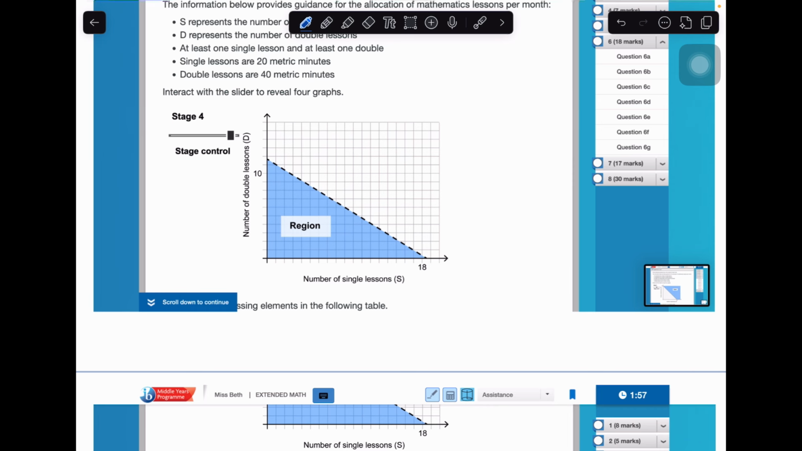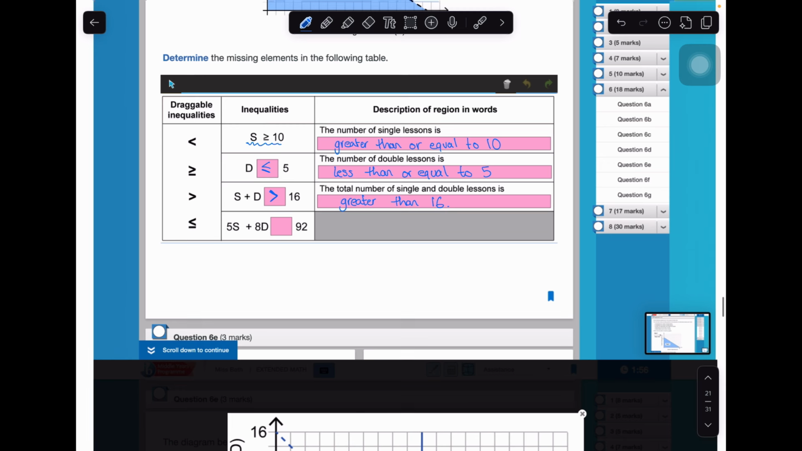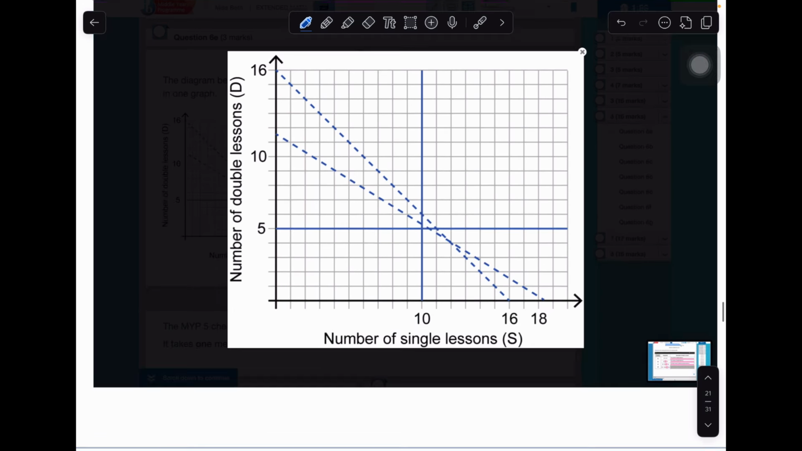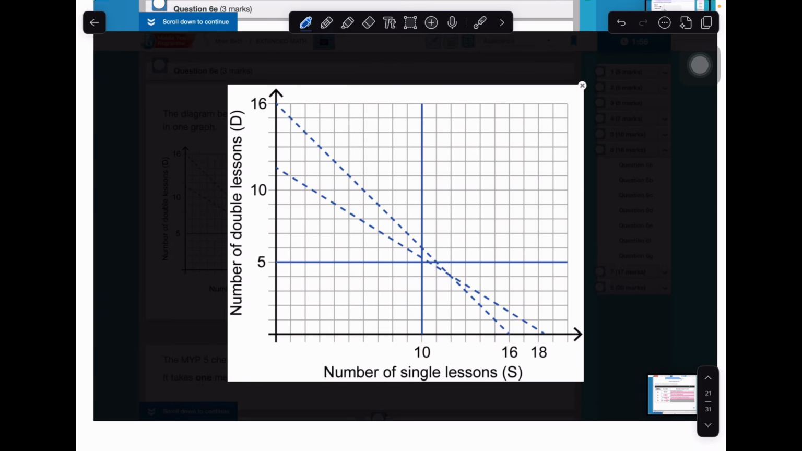And then for the last one, if we look at the last region, I can see the region is below a dashed line. So when I go to this last inequality, I know that this has to be less than 92. It can't be equal to because it's a dashed line. So on to question 6E.